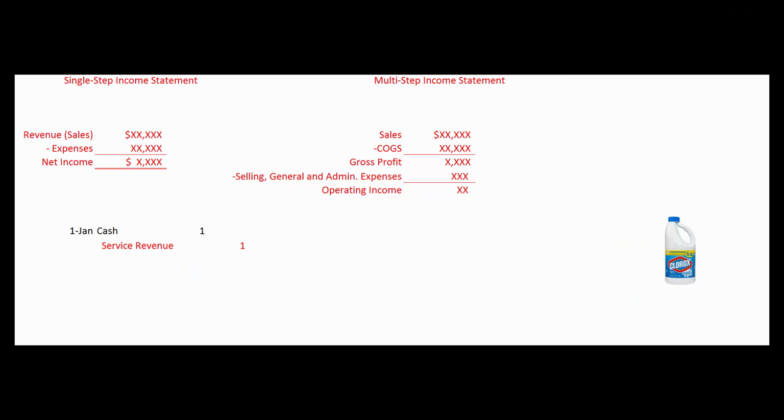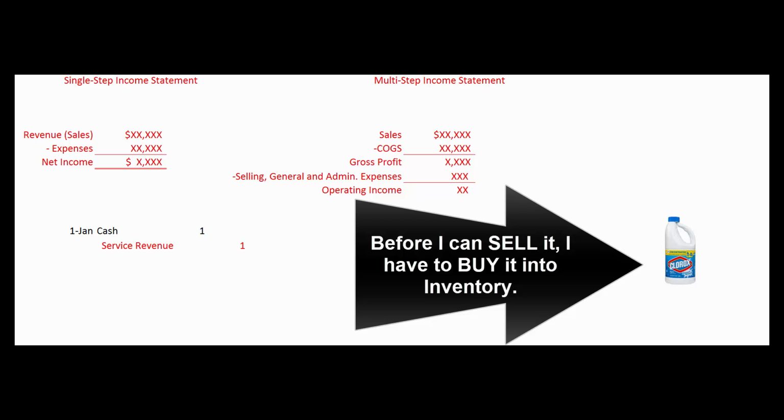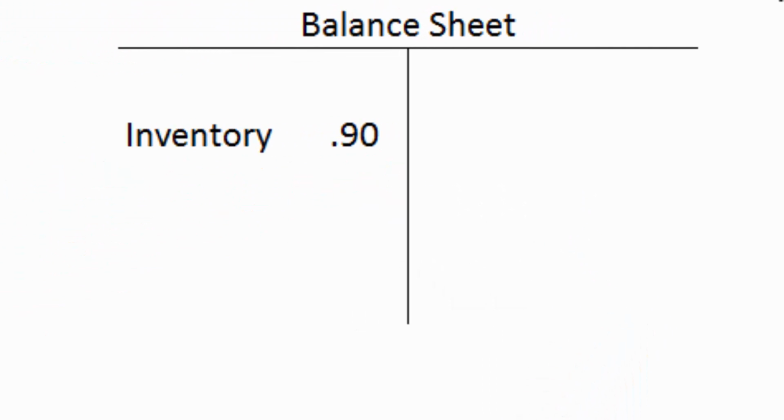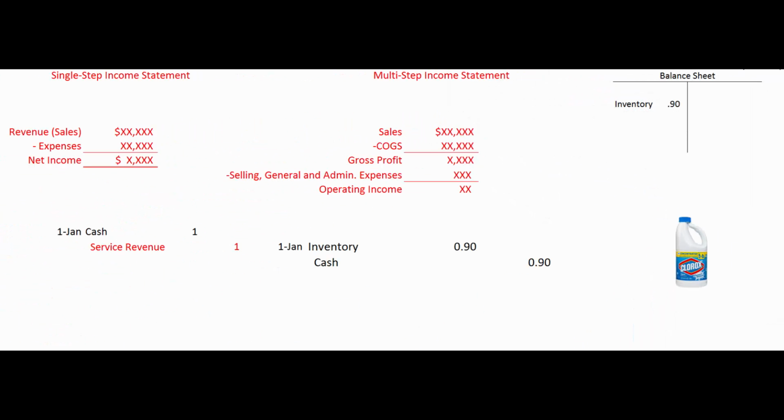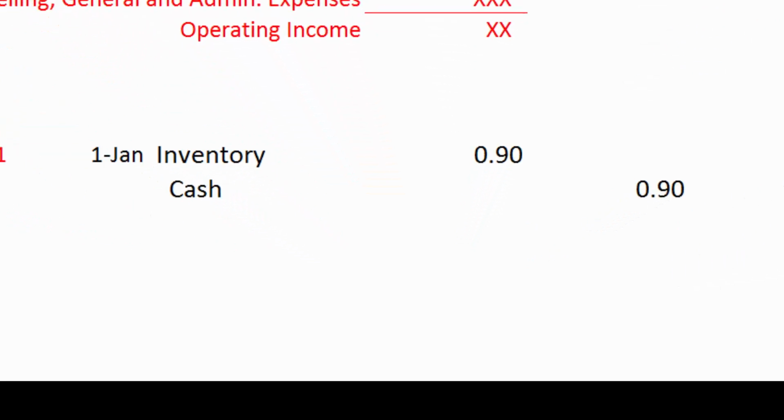And what do the journal entries look like? Well, let's say I have a corner market and I want to sell a bottle of bleach. Before I can sell that bottle of bleach, I have to buy that bottle of bleach and put it into inventory. Let's pretend like Clorox charges me 90 cents for that bottle of bleach. And since we're just learning this stuff, let's use simple journal entries and let's talk about cash transactions only.